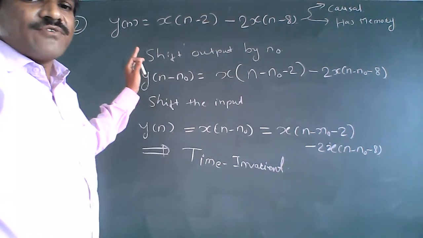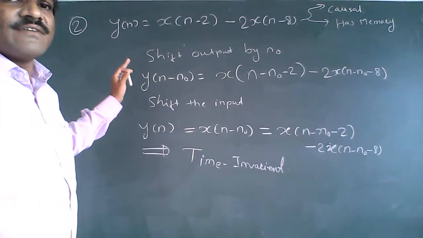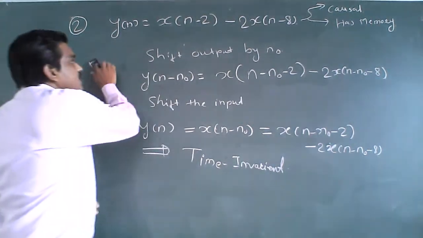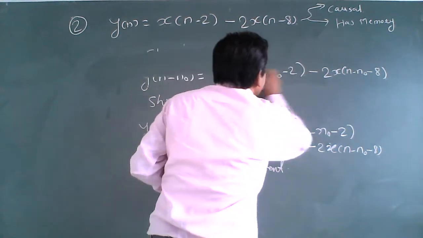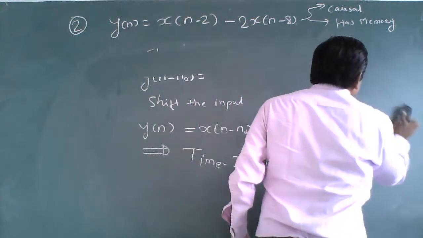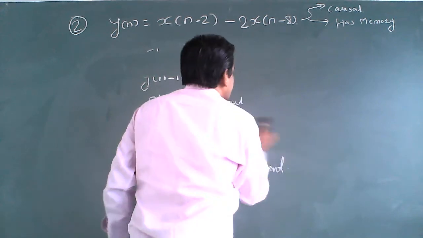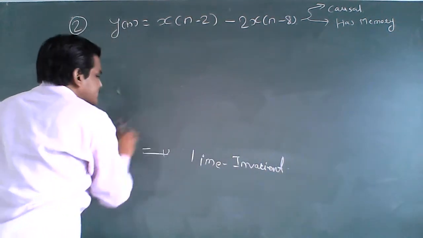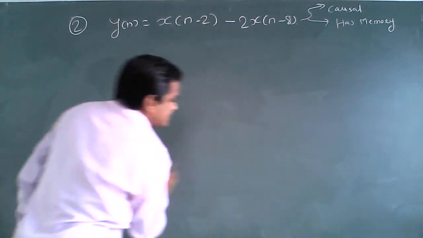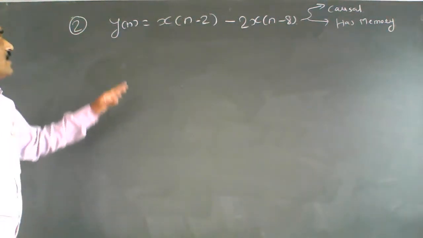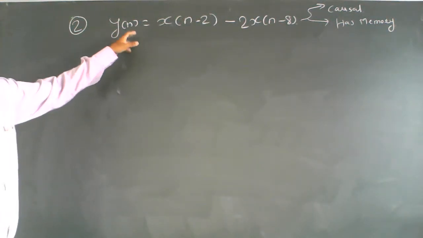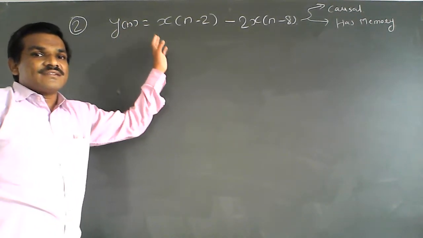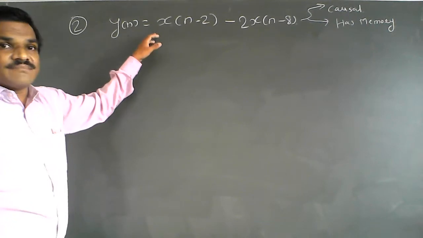So now we can go to the next property, that is our linearity property. To check whether the system is linear or non-linear: if the system follows the superposition principle, or you can say if the system follows the homogeneity and additivity properties, then we call that system a linear system. To apply this to the system, let us consider the system.